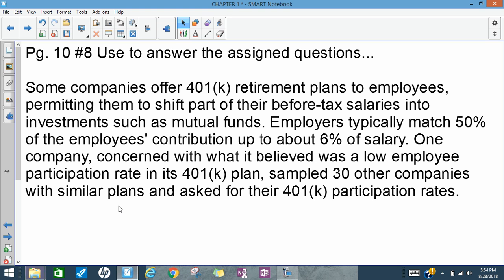So I'm going to attach a question here associated to this scenario. This is number 8 from page 10. So I put it on here for you just in case I haven't been able to give you a book yet. And I'm going to ask you some questions.